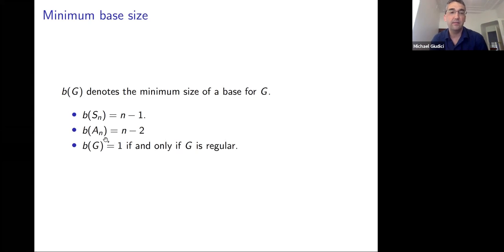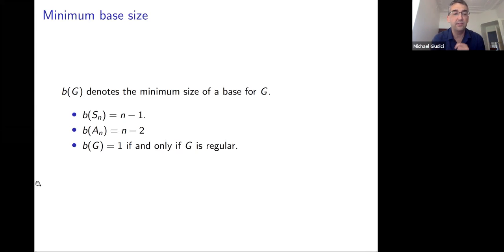For An, the minimum base size is n minus 2. So again, if I fix the first n minus 2 points, I can't just interchange the last 2 points because I need to have an even permutation. So once I fix the first n minus 2 points, I fix the remaining 2 points. And so I have a base of size n minus 2. And again, that's best possible.